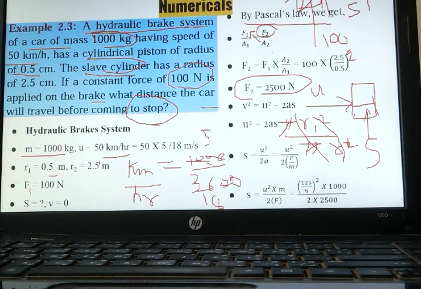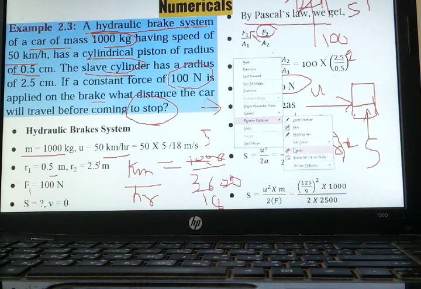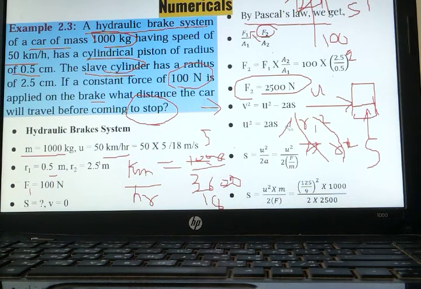Now we will be using the third kinematic equation. It states that V square is equal to U square plus 2as. Over here we have to find out s. We already know that the vehicle is coming to a halt, so V is equal to 0. So we will be cancelling out this one. It is minus 2as. As soon as this 2as goes to this side, it will become plus. We will be getting u square is equal to 2as.